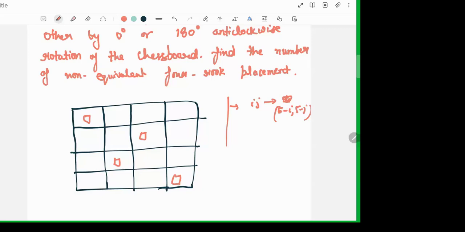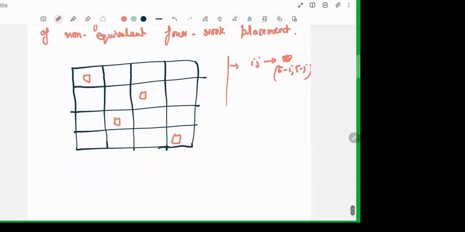That's correct, because this thing will do this. Yeah, this is correct. But we have to find out the number of non-attacking placements. So how will you do that?